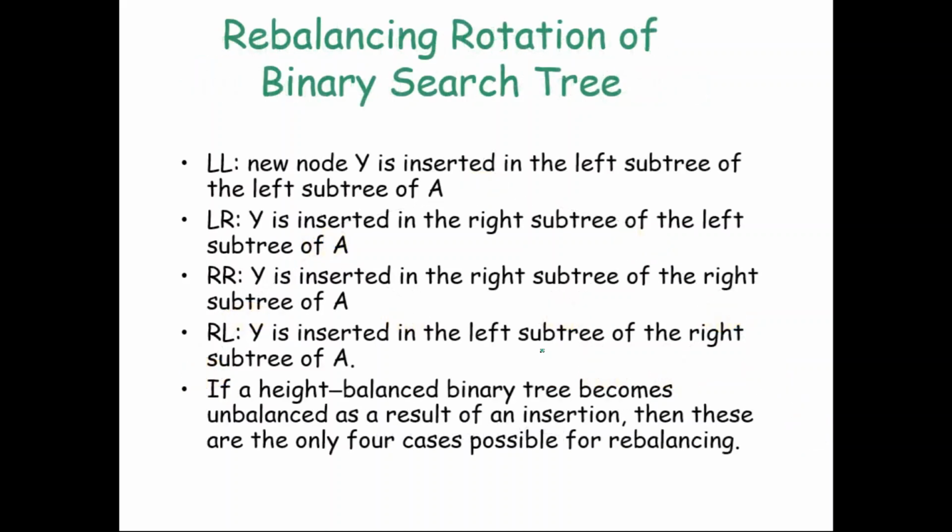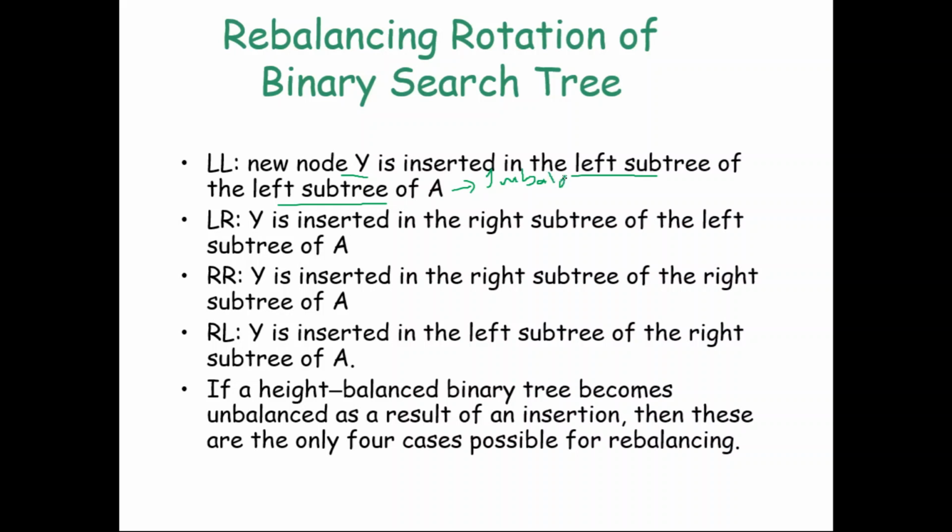So if you see from this, what you can understand is there are four types of imbalance that can be created. One is LL, the next is RR, the next is LR, the next is RL. LL means the new node Y is inserted in the left subtree of the left subtree of A. What is A? A is the node on which imbalance is created. Such an imbalance we call an LL imbalance.